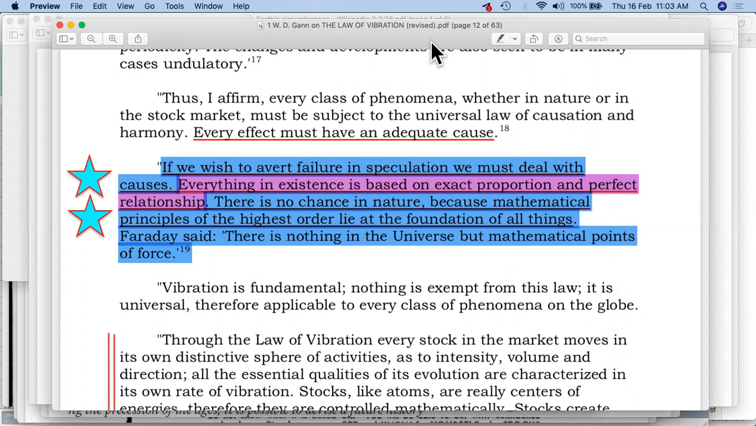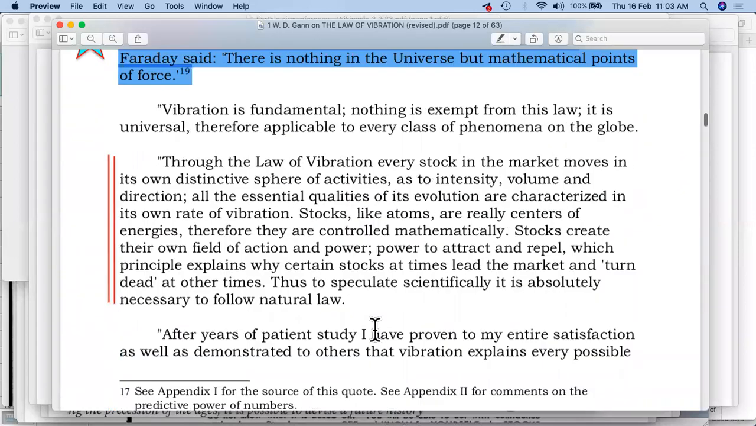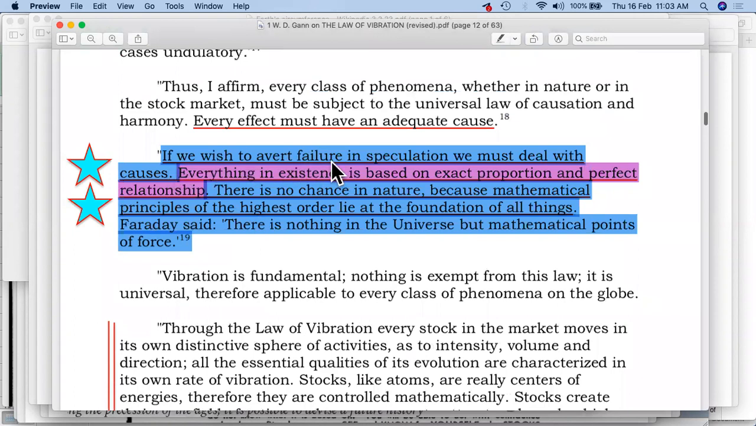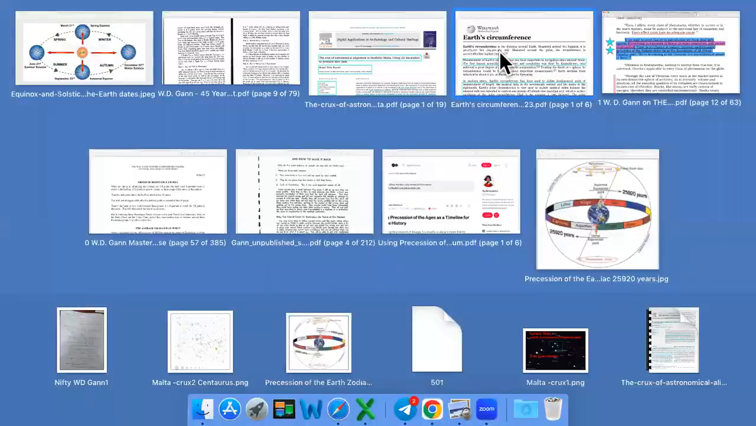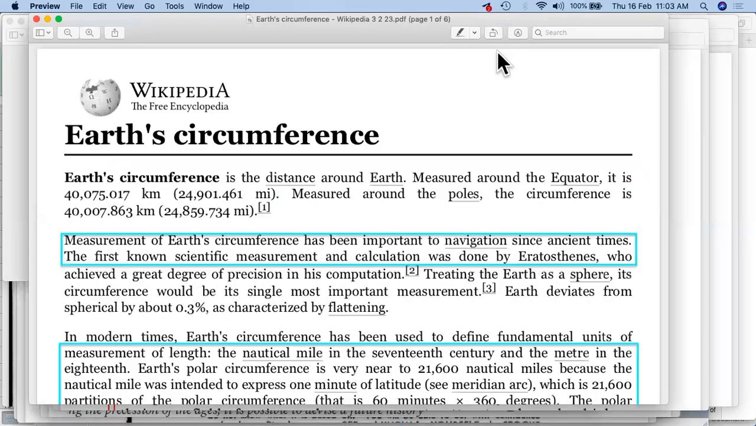Again, to emphasize, this is not a book written by W.D. Gann, but some articles on law of vibration. If we go to page number 12, which I have highlighted: If we wish to avoid failure in speculation, we must deal with causes. Everything in existence is based on exact proportion and perfect relationship. At this stage, I would request you to remember this line: everything in existence is based on exact proportion and perfect relationship. So we'll see different kinds of relationships which are there. We go towards Earth's circumference and try to find out some important details.